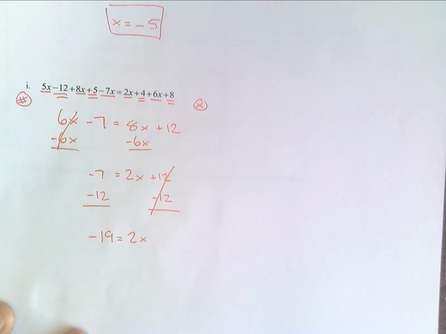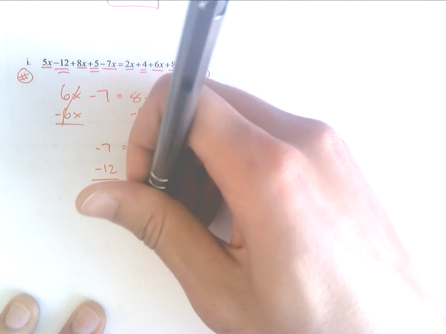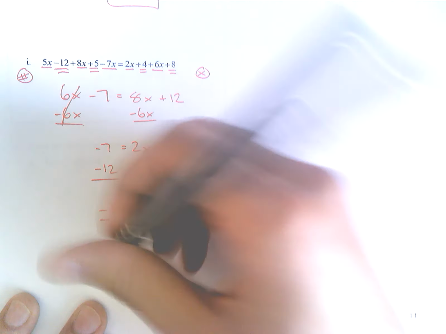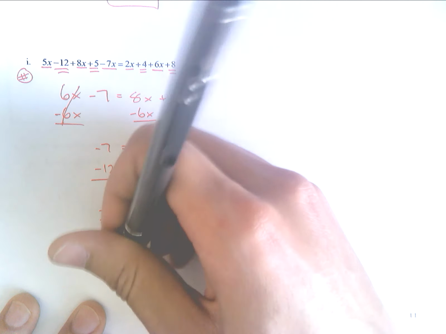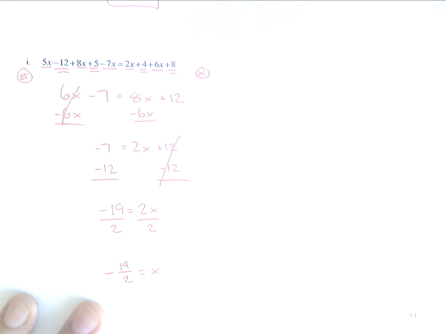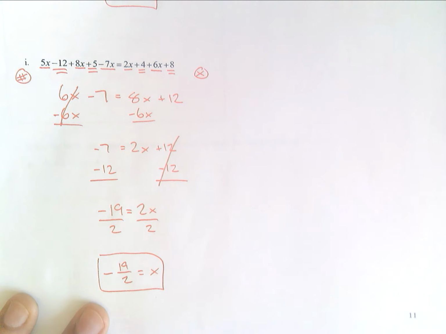Our last step, we have 2x, so in order to get rid of that 2, we divide by 2. And you can plug that into your calculator. Unfortunately, this does not reduce, so our final answer is negative 19 over 2. And again, you can have that flipped around, say x equals negative 19 halves, or negative 19 halves equals x.